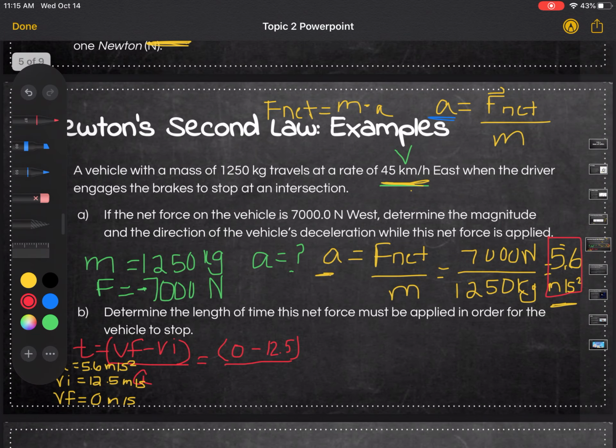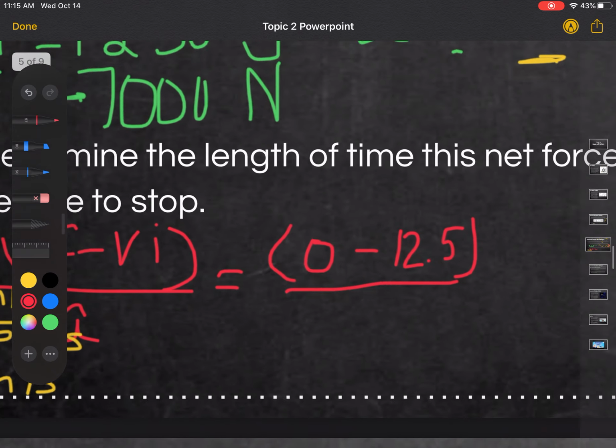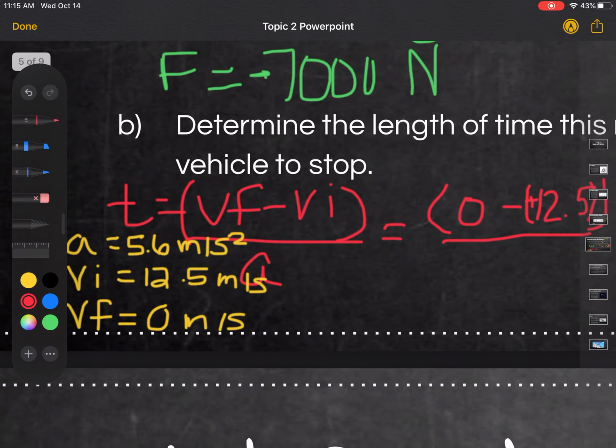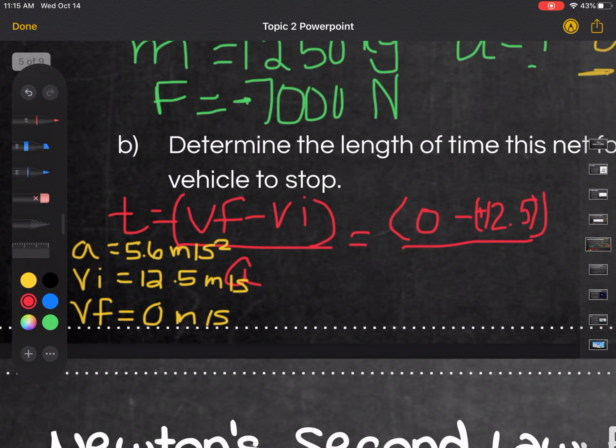One thing I need to check, it says we're going 12.5 east. We know that 12.5 east is a positive number, so it doesn't really affect this question. We don't really need to put the positive in there, but I'm just showing you how you would put that into your calculator. And then on the bottom we have 5.6 meters per second squared.